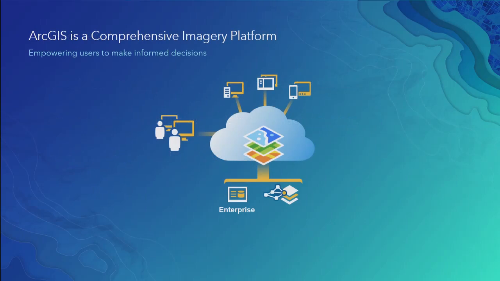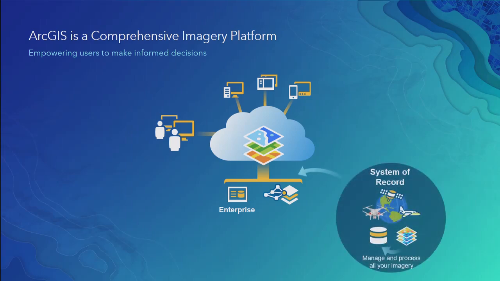So ArcGIS, it's a comprehensive imagery platform. You've seen similar slides in the past where we've talked about how ArcGIS is a great platform. It is also an imagery platform. There's a bunch of stuff we've done over the past few releases. We now have ortho mapping, we have georeferencing, we have classification, we have a whole plethora of functionality and capabilities which we've included into ArcGIS. So it's a complete imagery platform as well.